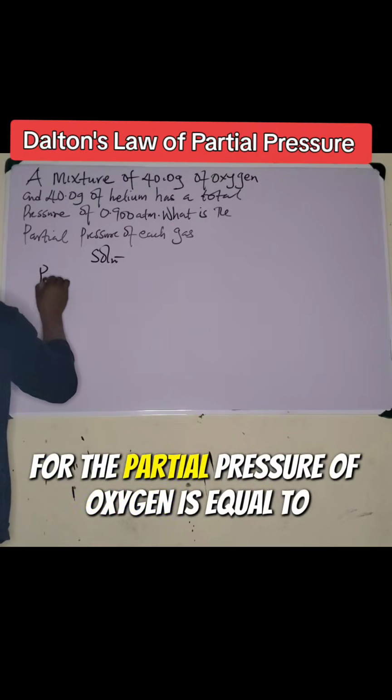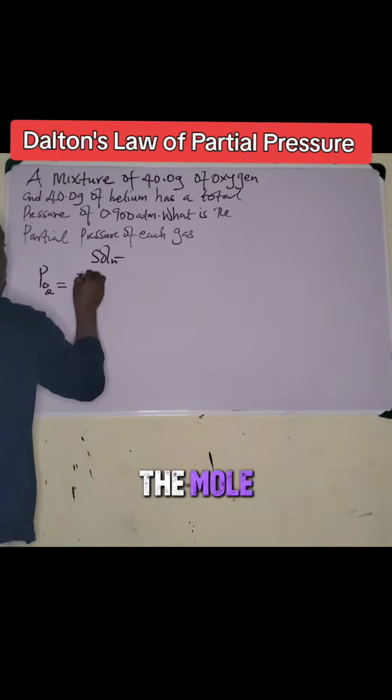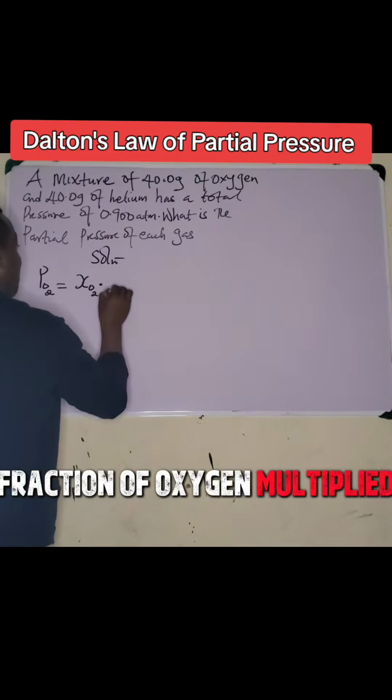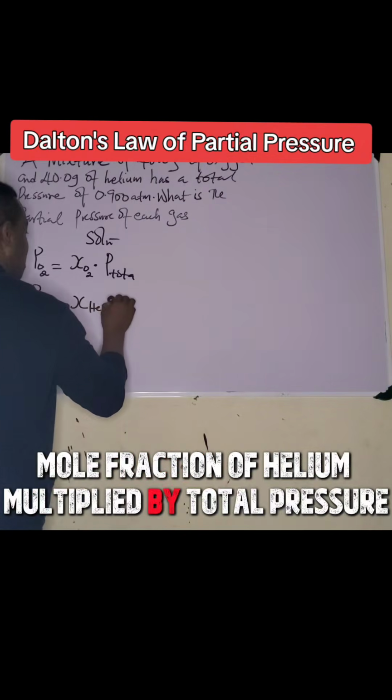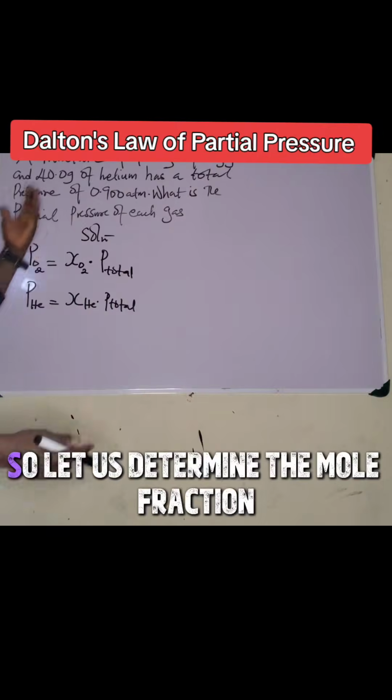The formula for the partial pressure of oxygen is equal to the mole fraction of oxygen multiplied by the total pressure, and the partial pressure of helium is equal to the mole fraction of helium multiplied by total pressure. So let us determine the mole fraction.